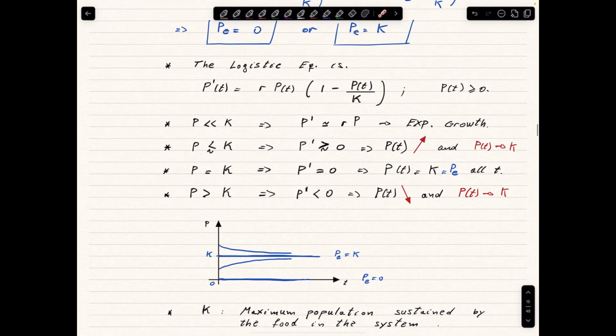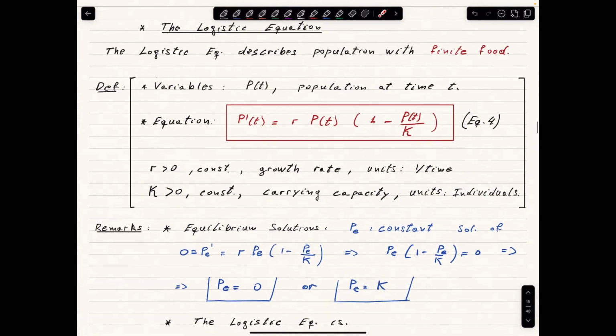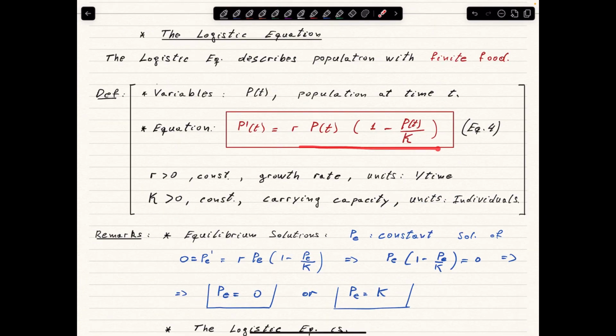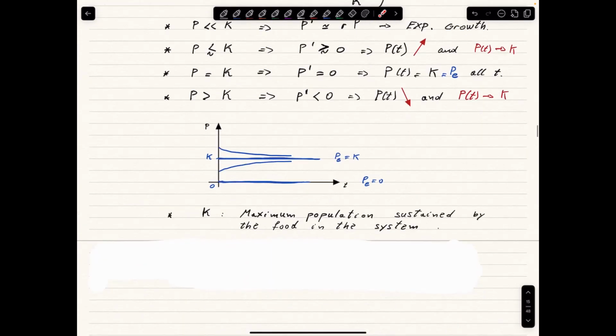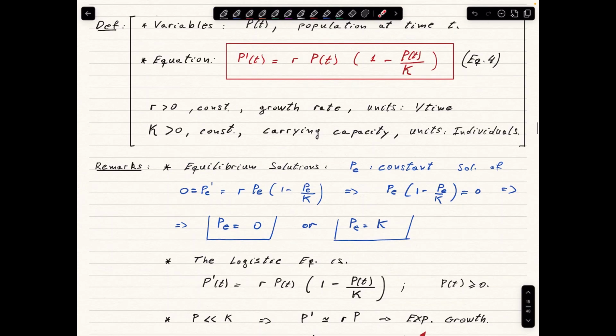So that is why this equation is a good equation that describes population with finite food resources. The population cannot grow unbounded because the food is finite, and it goes to this constant k. So this parameter tells you how much resources are available to the population.